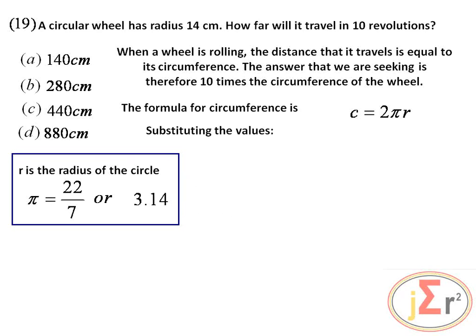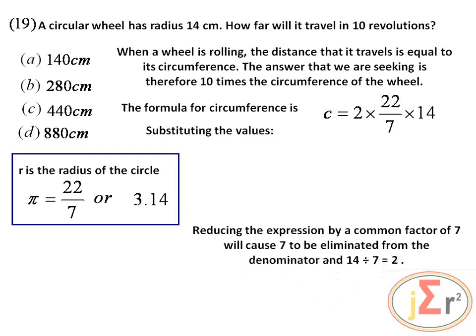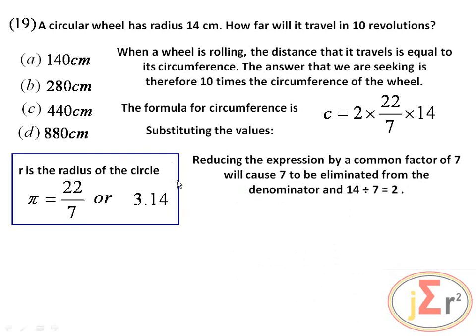So substituting the values, where we see pi we put 22 over 7, and when we see r we put the radius of the wheel, which is 14 centimeters. So we have c is equal to 2 times 22 over 7 multiplied by 14. And what do we do? Reduce the expression by a common factor of 7.